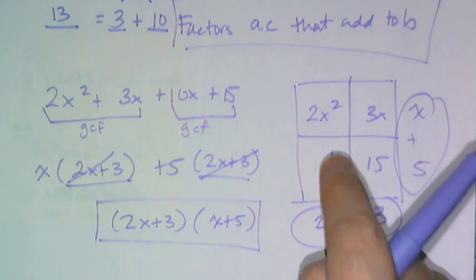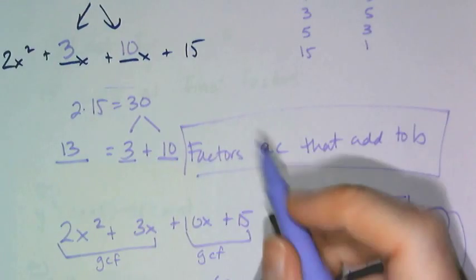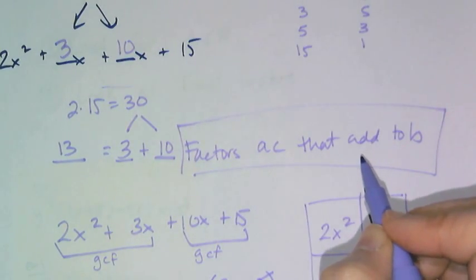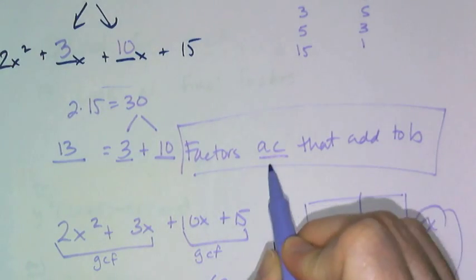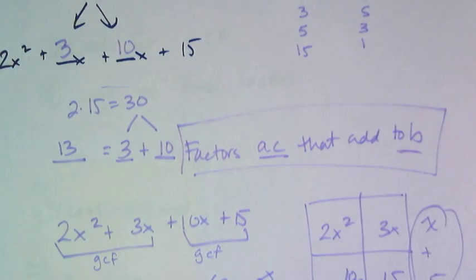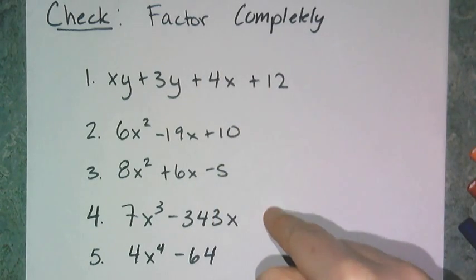So the key is figuring out how to split up the middle term. And without this, I have a lot of combinations. There are infinitely many numbers that add up to 13. But this is the key, factors of AC that add to B. So for your check, I want you to factor these 5 expressions completely.